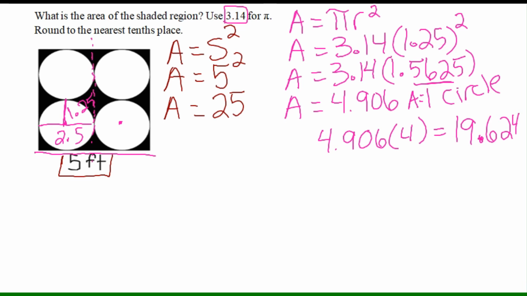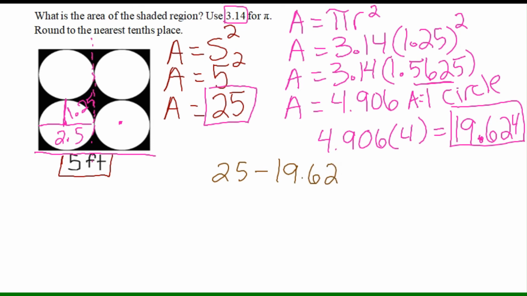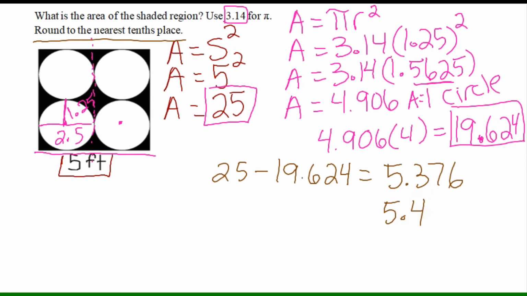So now what we have to do is subtract the area of all 4 circles from the area of the entire shape to get the leftover. So we have 25 minus 19.624, and that will give us 5.376, but it says round to the nearest tenths place. So when we round to the nearest tenths place, we round it to 5.4, and we have to make sure we have our units. It's 5.4 feet squared.